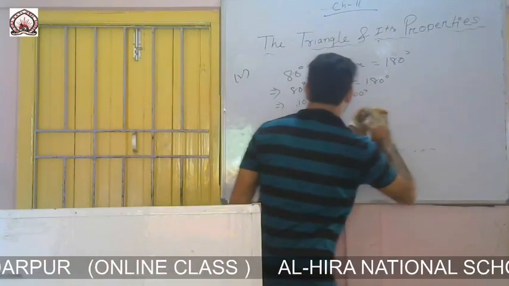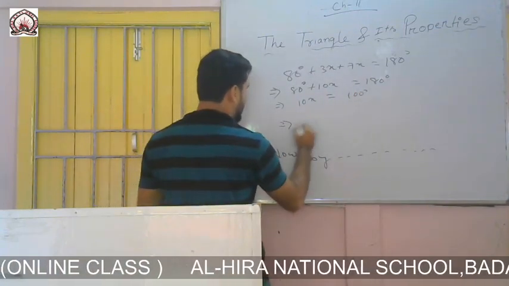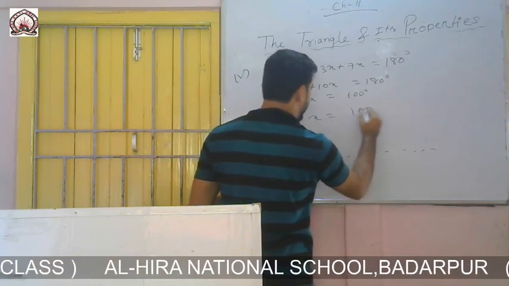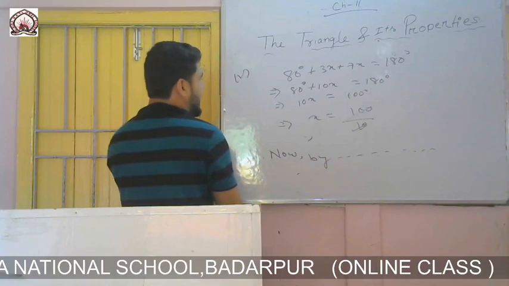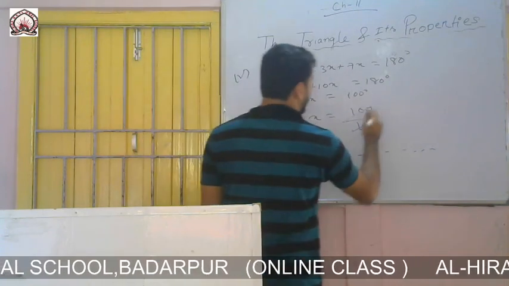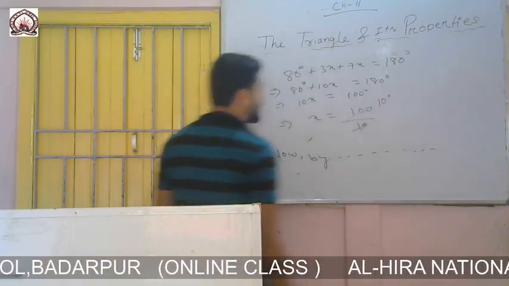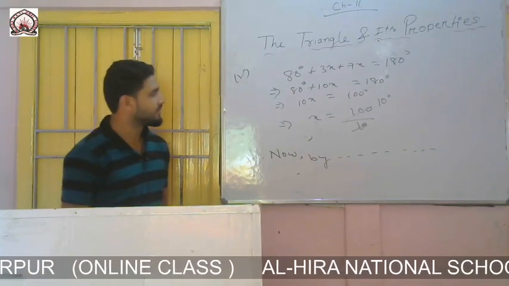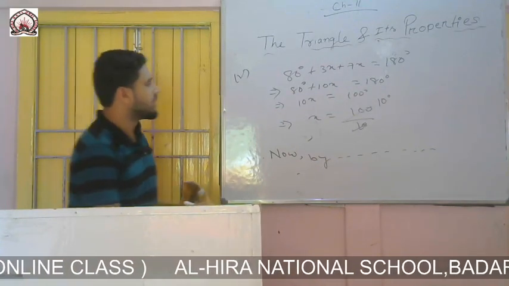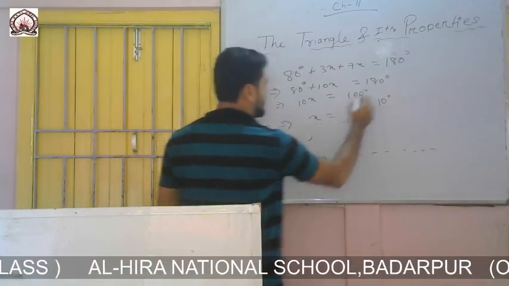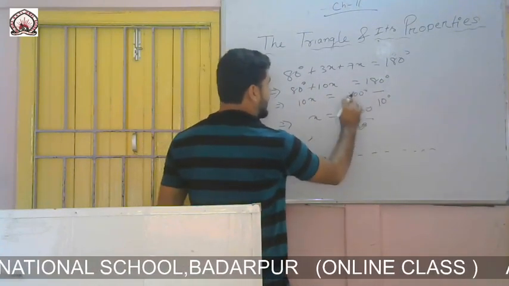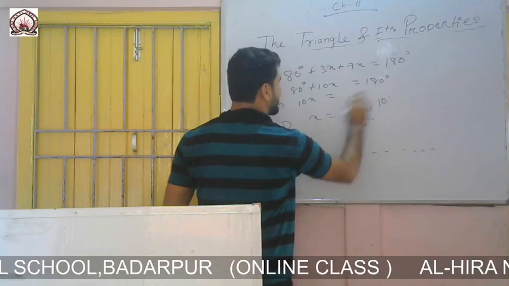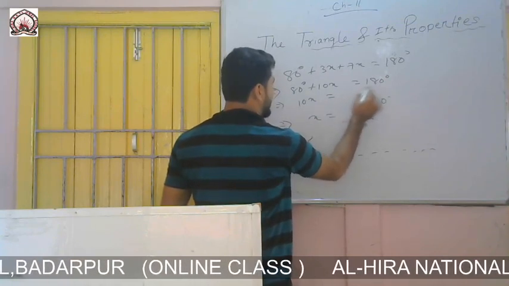So now you see, x equals to what? 100 degree by 10 degree. If I cancel, then I will get what? 10 degree, because 10 tens are 100. So one line you write here: 10x equals to, you write one line here, it will be easy for you to understand.